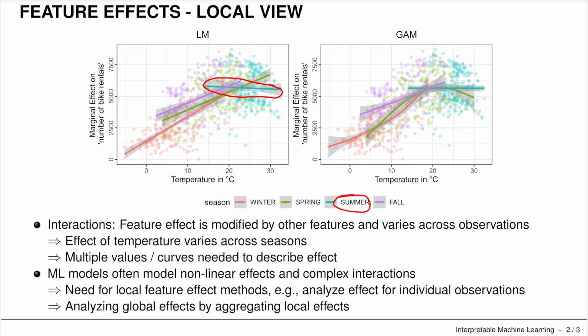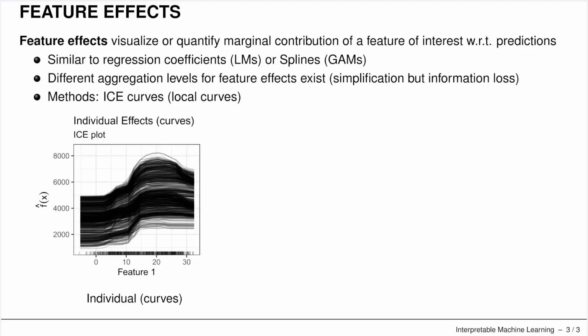This means that in machine learning, we would need to look at local feature effect methods to analyze the effect of individual observations. There's still the possibility to analyze global feature effects in machine learning by aggregating local effects to a global curve or a global number. However, this will always lead to information loss, as we will see later. To sum up, feature effects visualize or quantify the marginal effect of a feature with respect to the predicted outcome. They are similar to regression coefficients or splines, as they can interpret the effect of features.